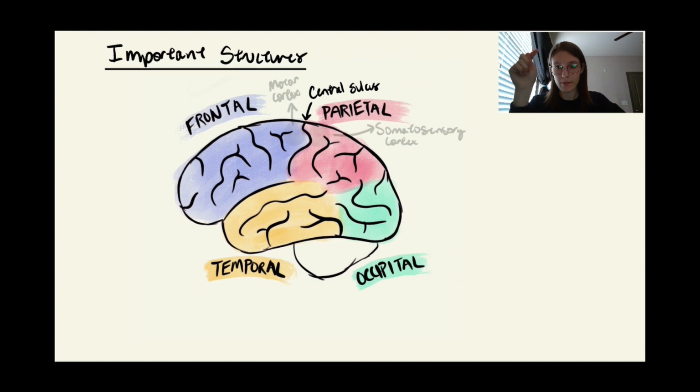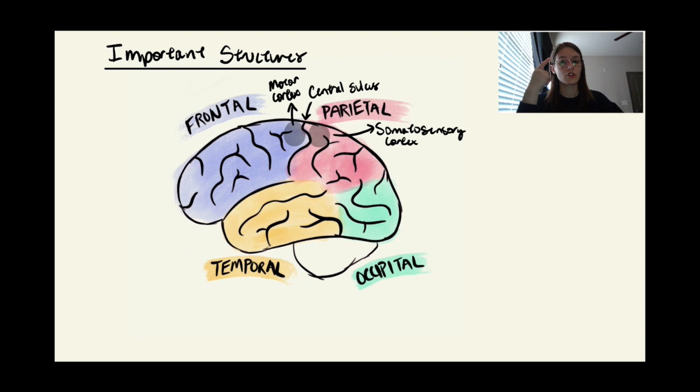This is where we'll orient ourselves for the next couple of important structures. So the primary motor cortex is located in the precentral gyrus, so pre, in front of the central sulcus, so it's the precentral gyrus of the frontal lobe. It initiates voluntary movements by sending signals directly to the spinal cord.